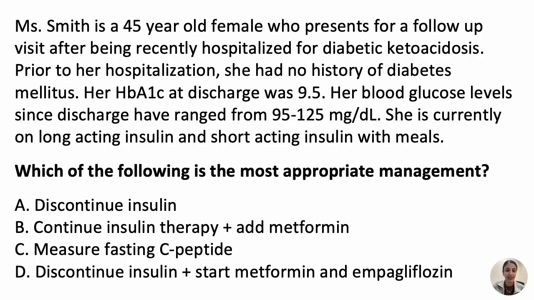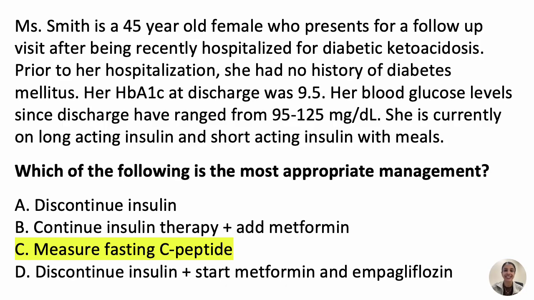We have Mrs. Smith, who's a 45-year-old female who presents for a follow-up visit after being recently hospitalized for diabetic ketoacidosis. Prior to her hospitalization, she had no history of diabetes mellitus. Her hemoglobin A1C at discharge was 9.5. Her blood glucose levels since discharge have ranged from 95 to 125. She is currently on long-acting insulin and short-acting insulin with meals. Which of the following is the most appropriate management?